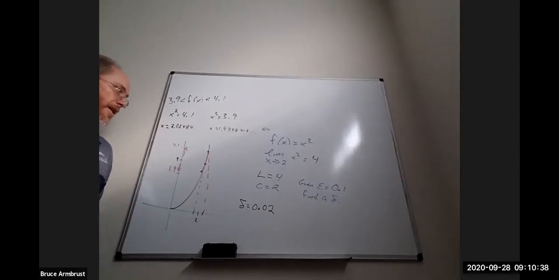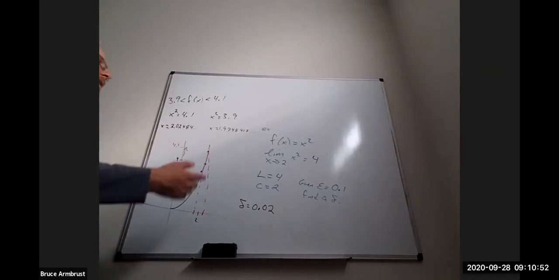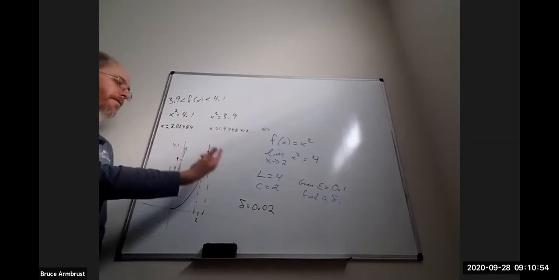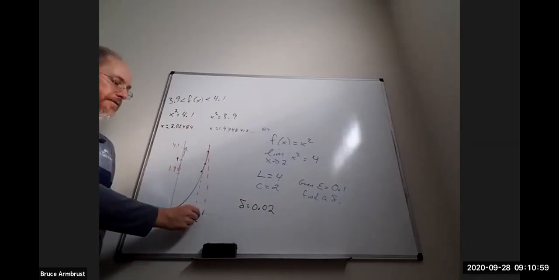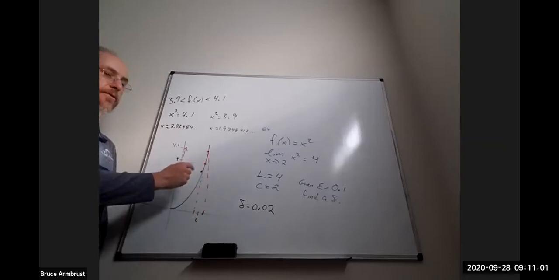Sure. I could pick 0.024. That would work. I could pick 0.00001. And it doesn't really matter. I just have to be able to find a delta. So given an epsilon of 0.1, I pick a delta of 0.02, and therefore everything in this interval is going to be within the horizontal strip.